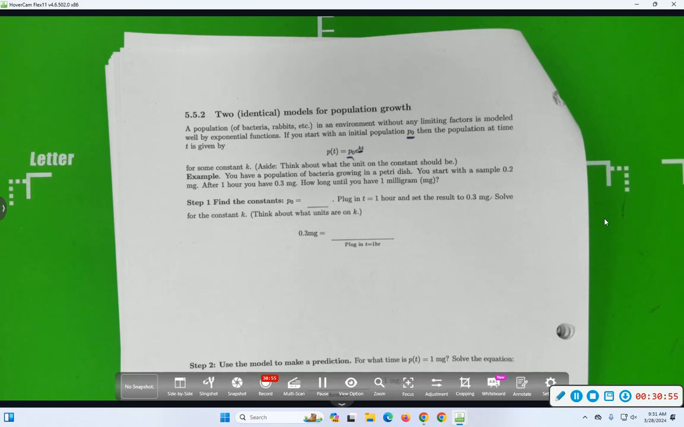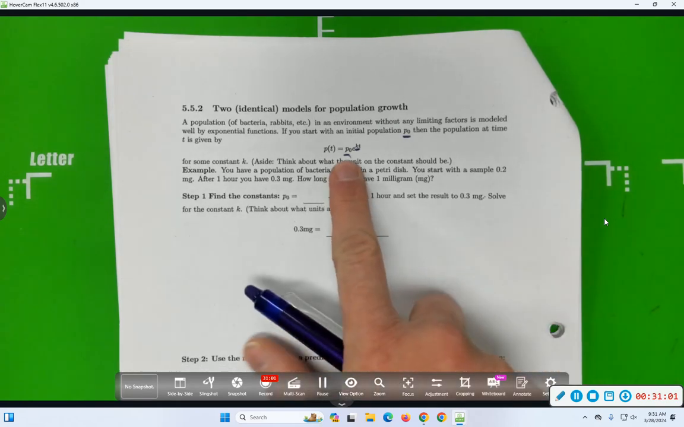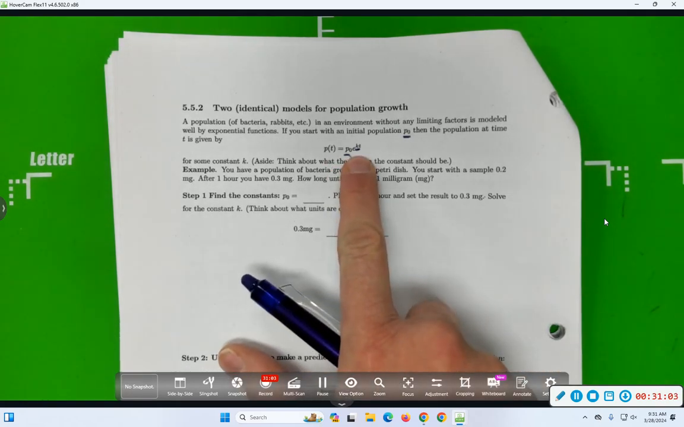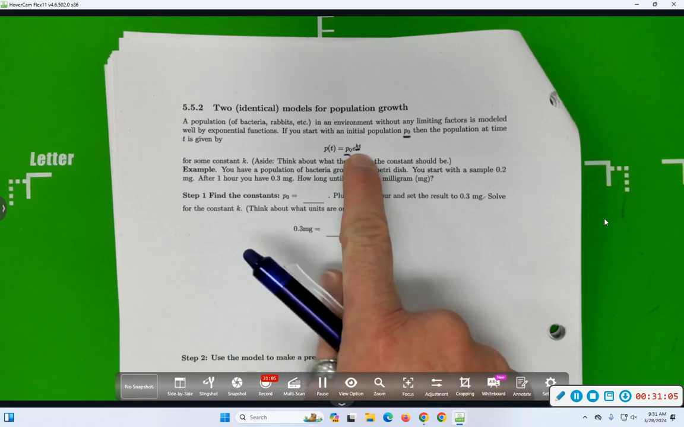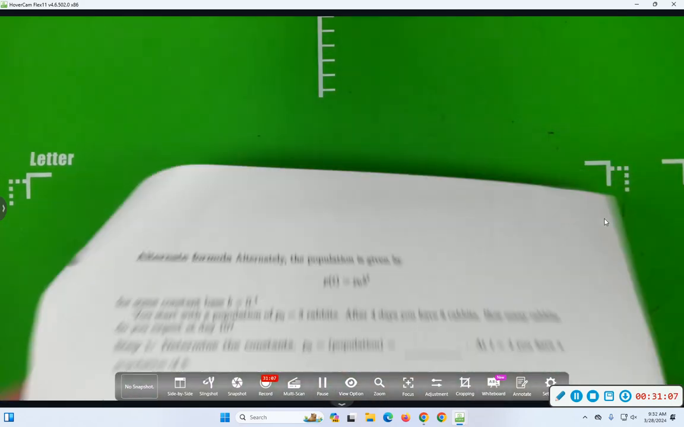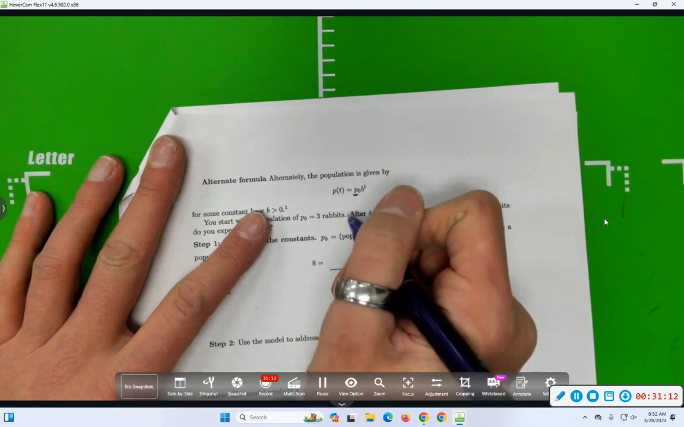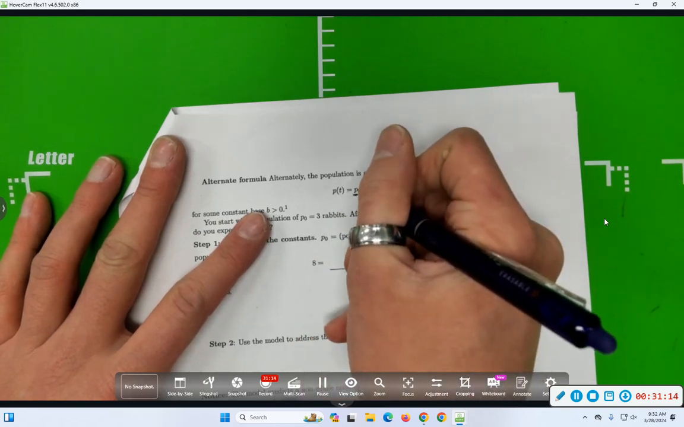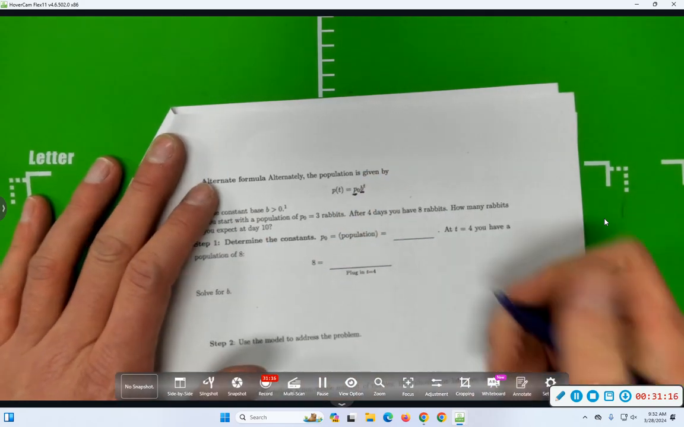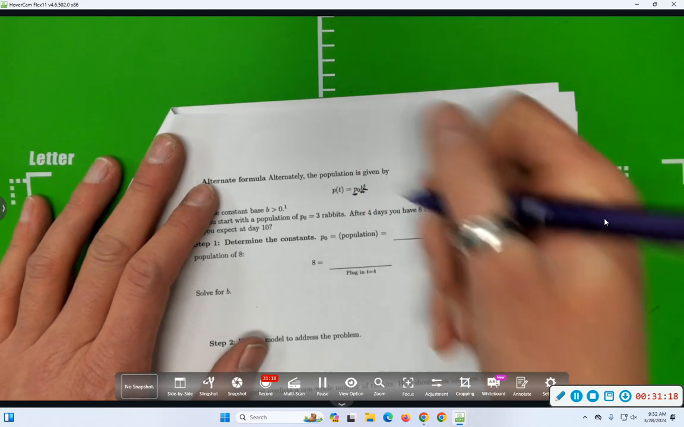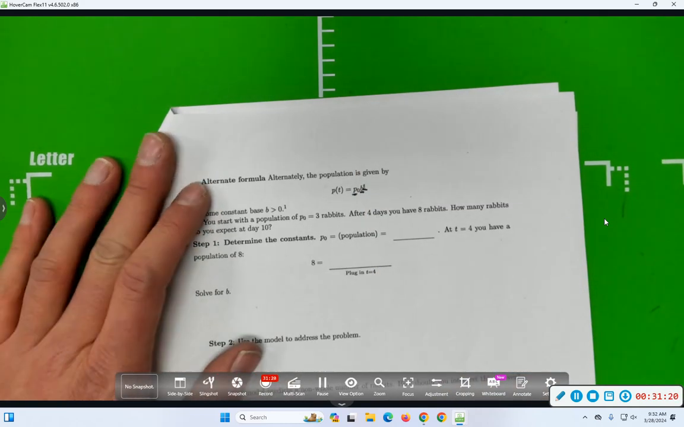That makes some sense? So there's one model for population growth. Any population can be modeled by initial population times Euler's number raised to a constant times time. The other model is any population can be modeled by initial population times a constant base, which is a parameter in the problem that you don't know, raised to the time.